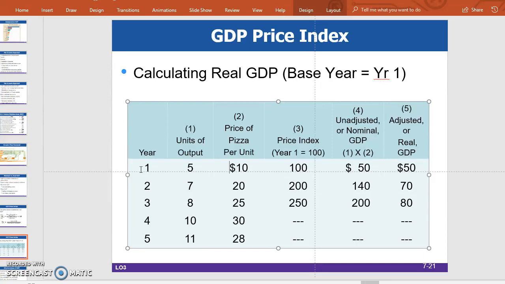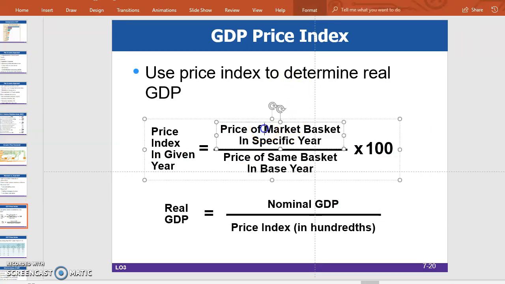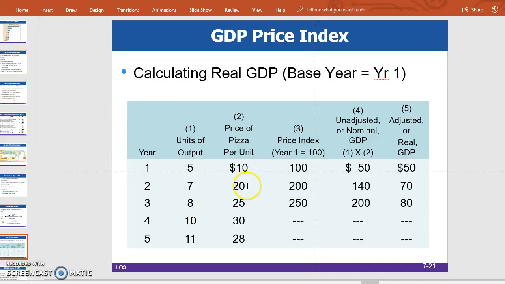Again, let us continue with our example. How are we going to get the price index for year 2? How do we get this 200? Now look, in this country there is just pizza, nothing else, right? This is a one-commodity economy. Let us say that we include one pizza as our commodity basket. Remember this basket? So the cost of one pizza in the specific year and the cost of one pizza in the base year. Divide, multiply by 100. The cost of one pizza in year 2 is 20. The cost of one pizza in year 1 is 10. 20 divided by 10 times 100 is 200, see? So that we have.